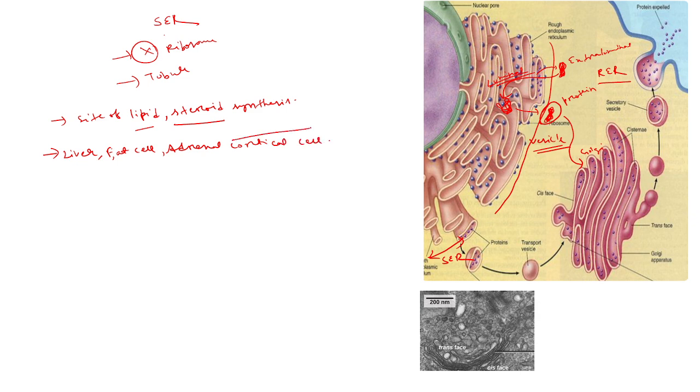So adrenal cortical cell you can simply call as adrenal cortex. So what is the adrenal cortex? You will know about the hormone part, that in the adrenal there are two parts, two layers. One is the inner, called the medulla, and the outer is called the cortex. In the cortex part, it synthesizes three hormones.